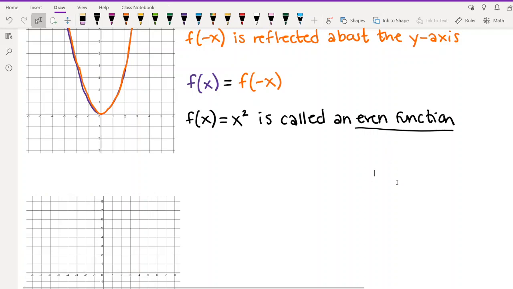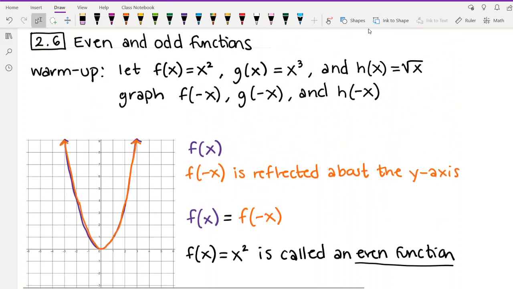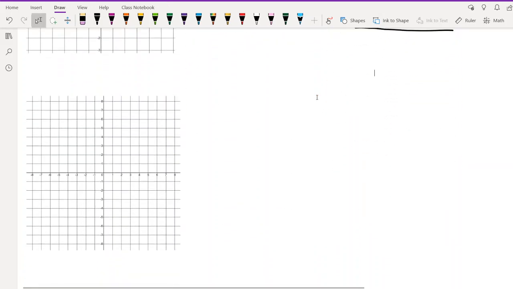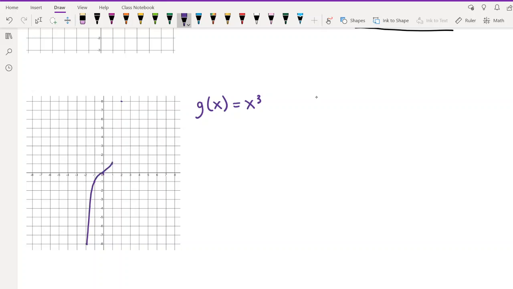Okay, so the next one we were going to do is g of x is equal to x cubed. So let's start by graphing that. So cubic graph, I'm just going to plot a few points on this. Okay, so it looks something like this. Okay, so let's start by sketching g of negative x.